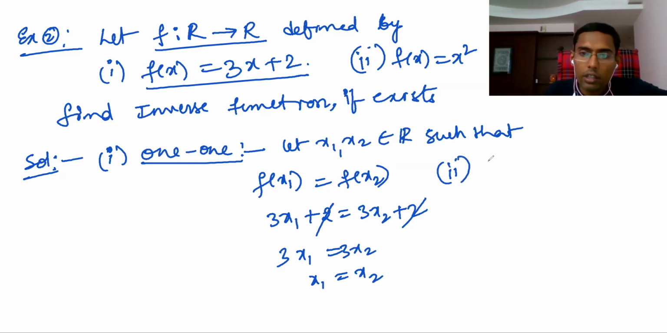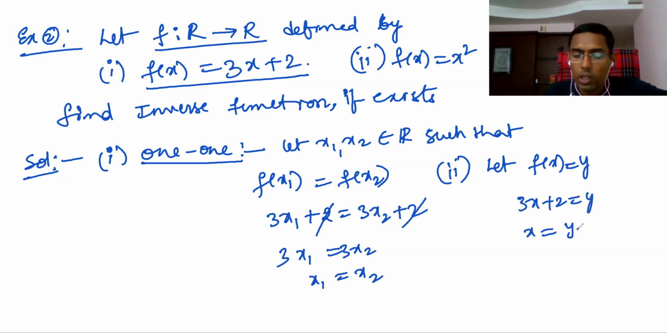Already we discussed this. Let f of x equal to y. That means the image of x is y, and the pre-image of y is x. So what is f of x? 3x plus 2 equal to y. So what is the x value here? x equals y minus 2 by 3. This is the pre-image. So if y is a real number, you take any real number, then the pre-image y minus 2 by 3 is also real.